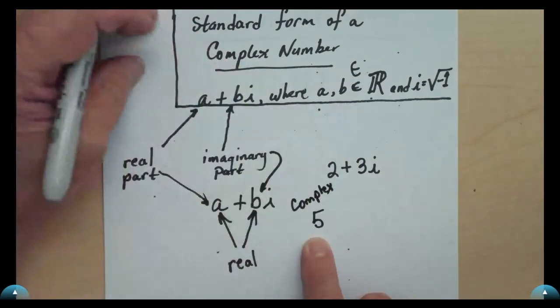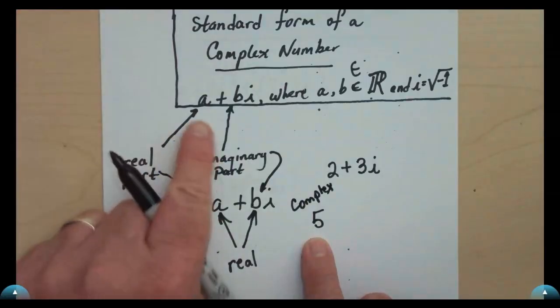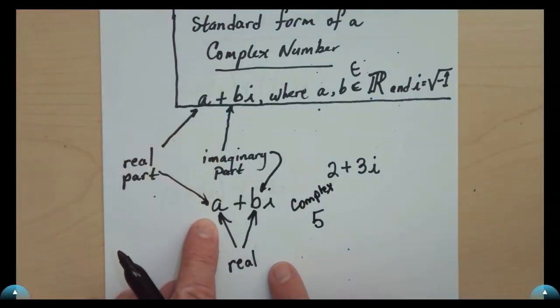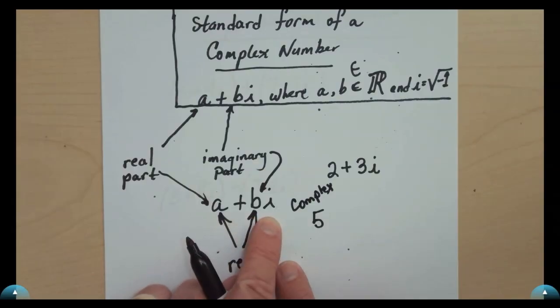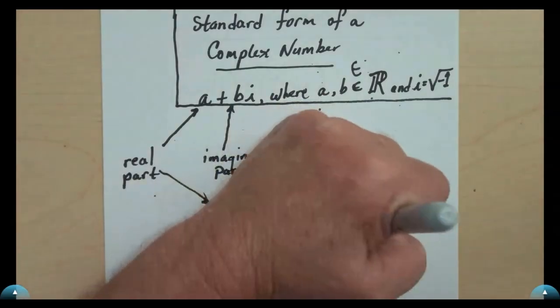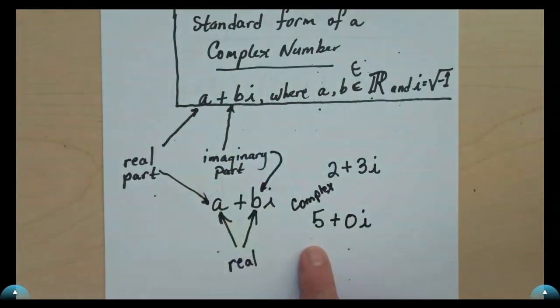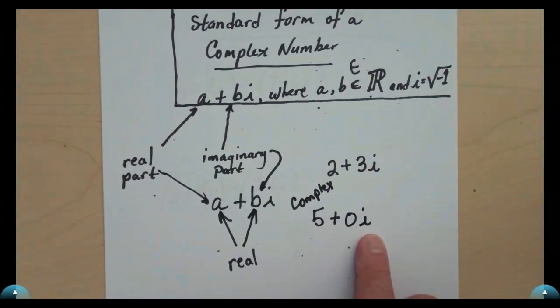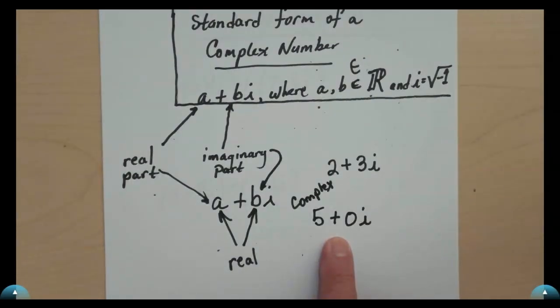Here's how I know that. Because to be a complex number, a number just has to look like some real number plus some other real number times i. Do you agree that 5 is the same thing as 5 plus 0 times i? 0 is a real number, and 0 times anything is 0. So 5 plus 0 times i is 5 plus 0, which is 5. This is just another way to write the real number 5.